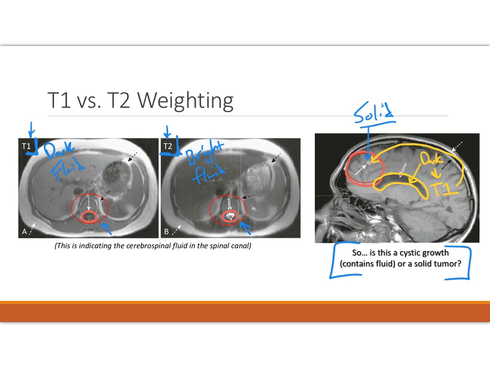All right, so we'll practice this. We'll talk about this more, but the main thing you're looking for is, where are my fluid-filled spaces, like here, and does my pathology match that or not? If it matches, then the pathology is also fluid. If it doesn't match, then the pathology is solid.